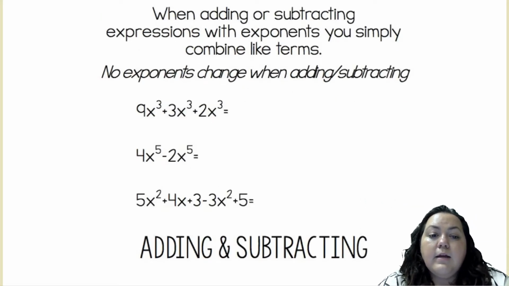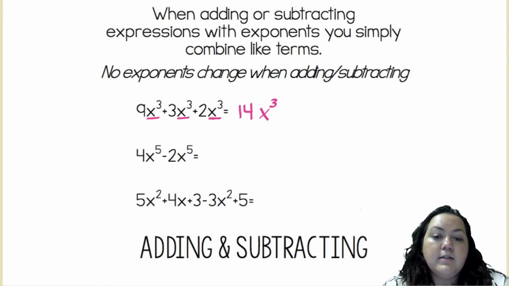All right. When adding or subtracting expressions with exponents, you simply combine like terms. So no exponents change when adding or subtracting. So I have 9x to the 3rd plus 3x to the 3rd plus 2x to the 3rd. So they have the same exponents. So I have 9x to the 3rd, 3x to the 3rd, and 2x to the 3rd. So when I add 9, 3, and 2, I get 14x to the 3rd.